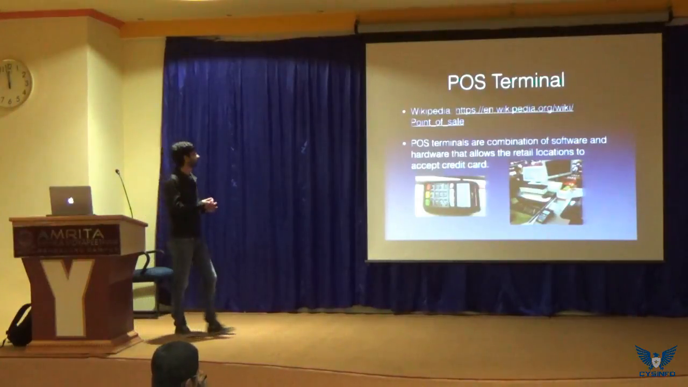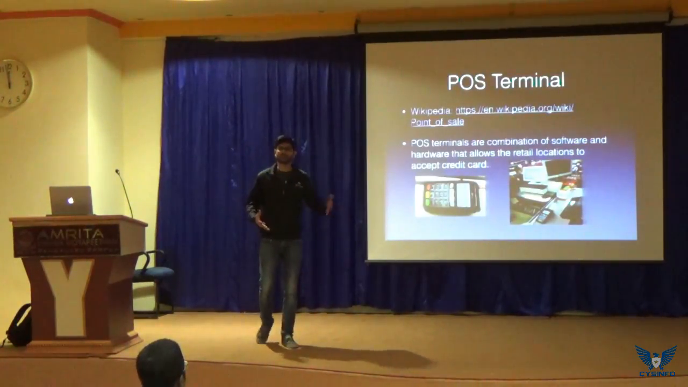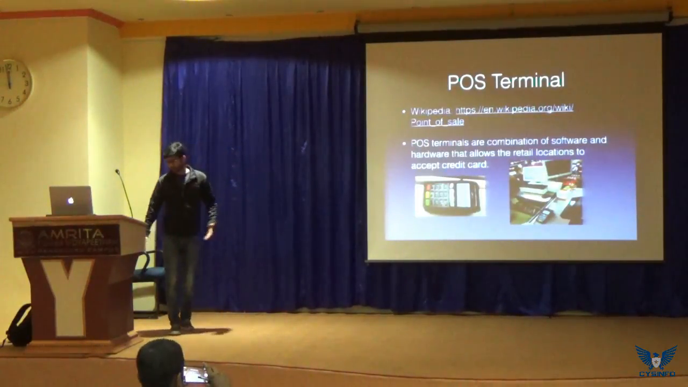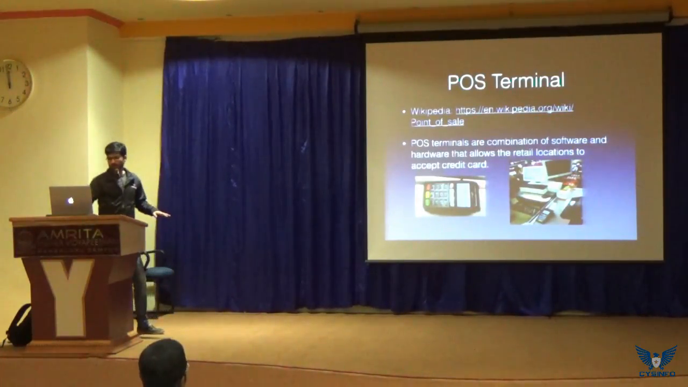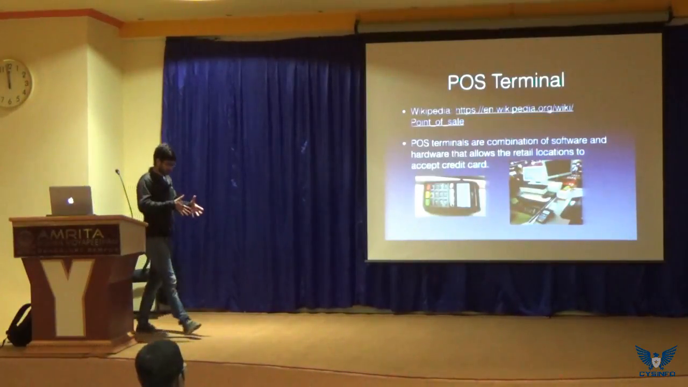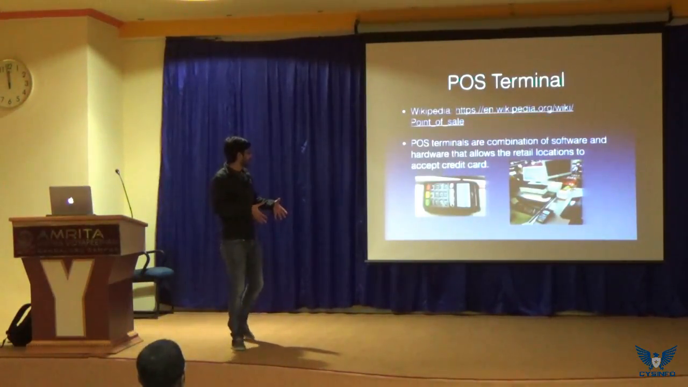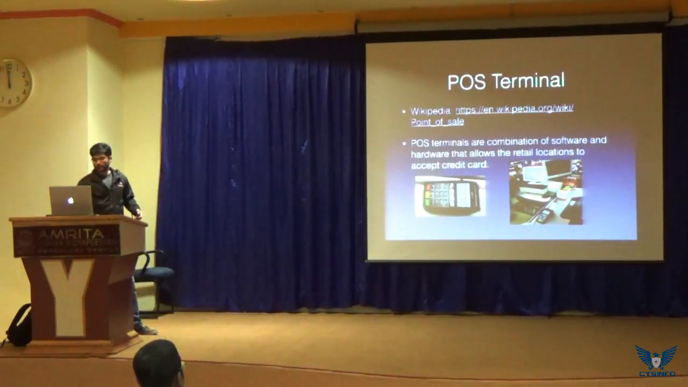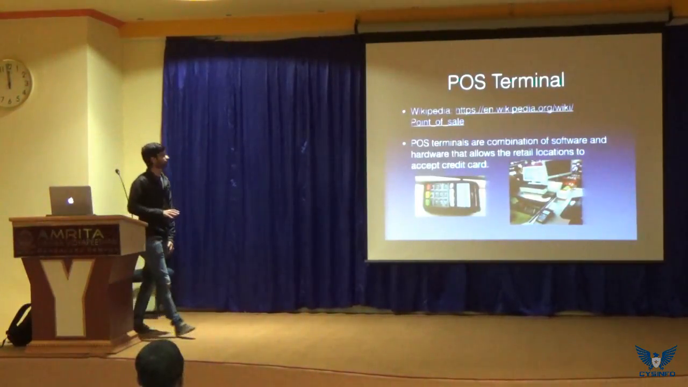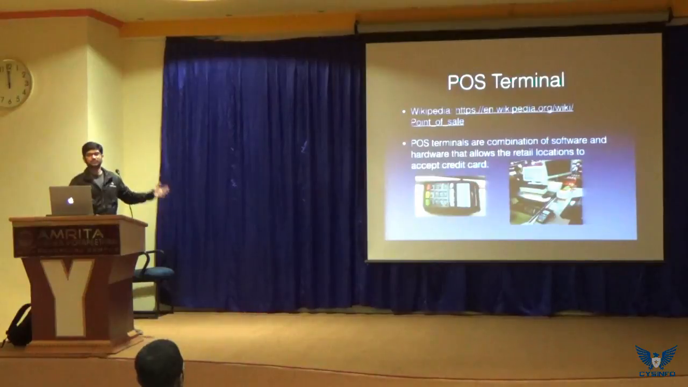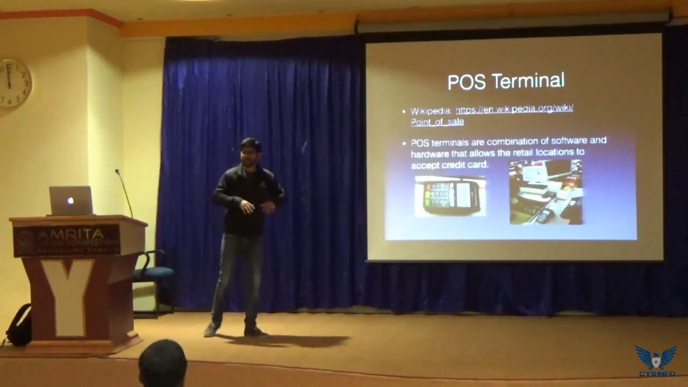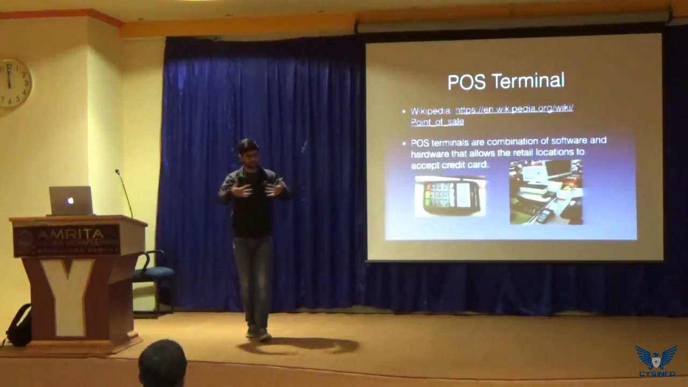A POS terminal is a combination of software and hardware. These are pictures I took at a big retail store in India. This thing is the terminal, which is the hardware. In the second picture, this terminal connects through a wire to the cash register. So we have the cash register and the terminal. But sometimes the cash register and the terminal can be on the same machine, with the swipe mechanism directly integrated into the computer, as you might have seen in some retail stores.